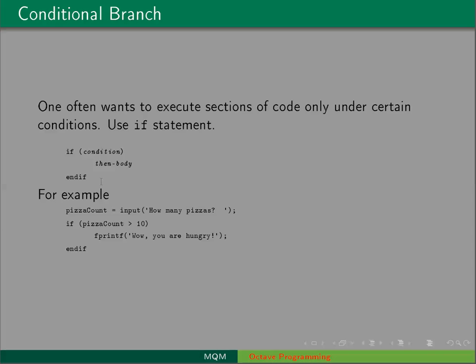An example: say we call the built-in function input and ask the user how many pizzas they want. Input waits for a numerical entry, and that value is assigned to the variable pizza count. Now we'll use an if branch on the variable pizza count. So if pizza count is greater than 10, then we will execute this code, so we will print this message to the user. So here's our logical condition.